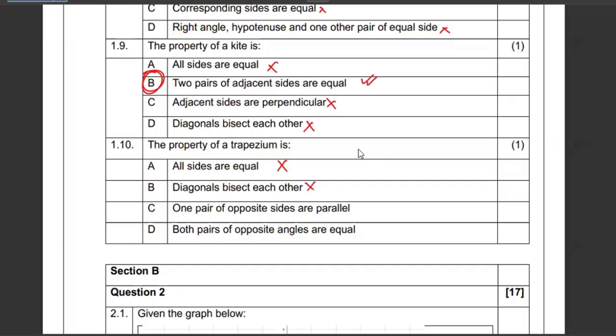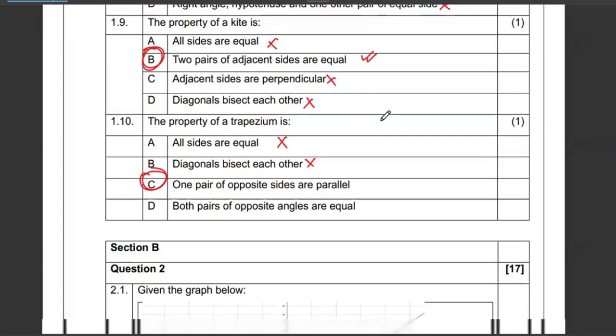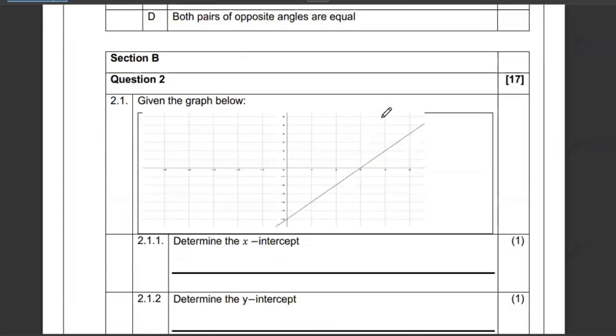Diagonals, nope. One pair of opposite sides are parallel. Option C becomes the best option there. All right, then question number 2, we are given the graph.